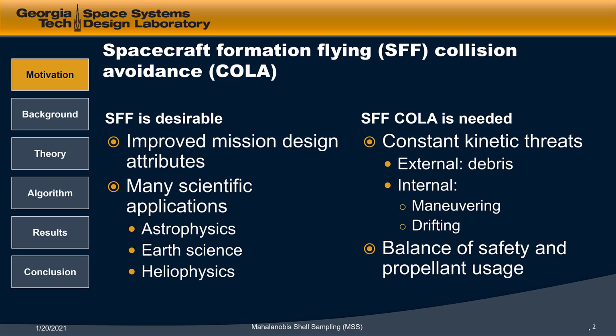Spacecraft formation flying is a set of more than one spacecraft that track dynamic states relative to one another. Having such an arrangement of spacecraft is beneficial because it can endow missions with improved scalability and maintainability. It also has many potential scientific applications. Collision avoidance is a necessity in formation flight because of constant kinetic threats to any formation, both from external debris and among agents in such formations due to drifting or maneuvering.